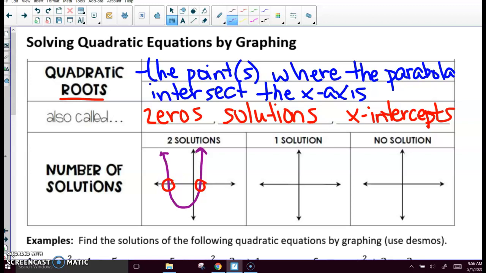If my quadratic has one solution, that means it's just crossing my x-axis once. It, again, could be a parabola that opens up or down. I'll do an example of one that opens down here. It's just going to touch my x-axis, therefore giving me one solution. No solution means my parabola isn't going to touch my x-axis at all. So it might look like this, or it very well could look like that, as long as it's not crossing my x-axis at all.